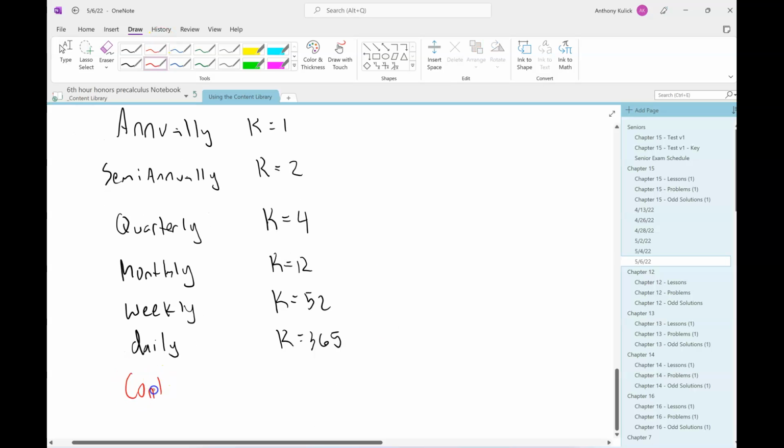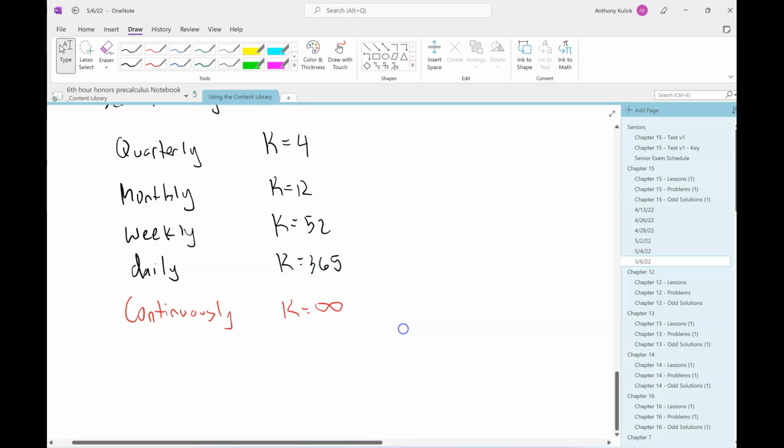What if we instead wanted continuously compounding? What would the K be for continuously? The K. How many compounds per year are occurring if it's compounding continuously? Infinite, right? Continuously means like at every instant. So there would be infinitely many. Now we can't exactly go and plug infinity into our formula and evaluate that. So we're going to have to do something different here.